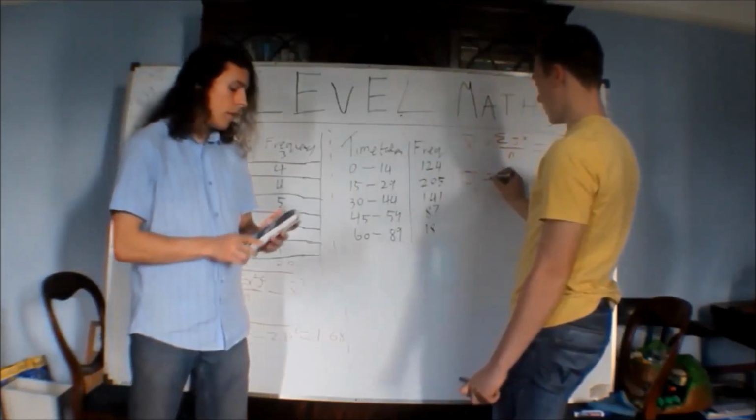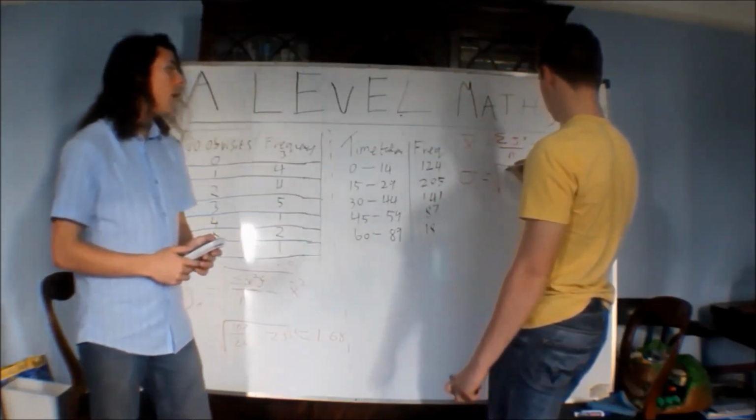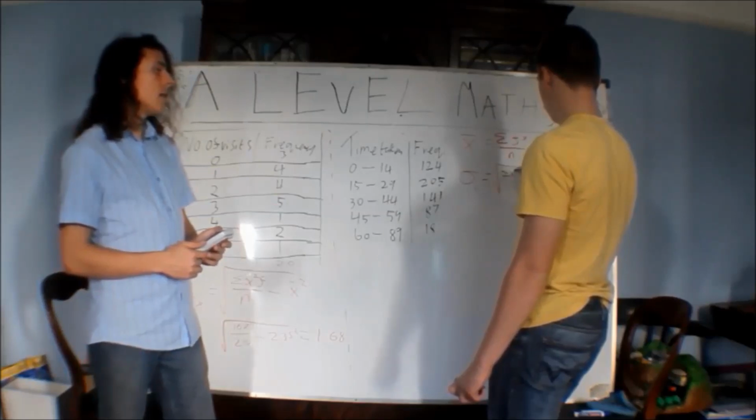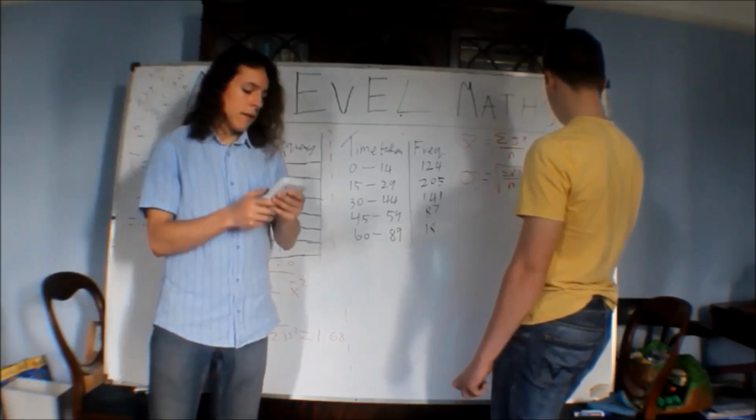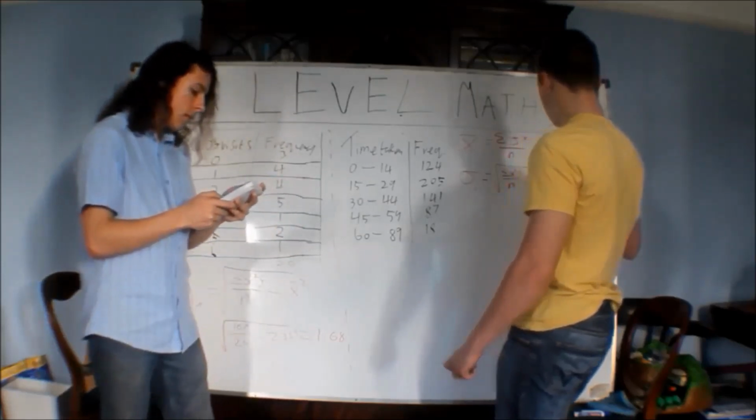So let's write this one out again. We've got the square root of sigma x squared f over n minus x bar squared. Sigma x squared f is what, Triv?